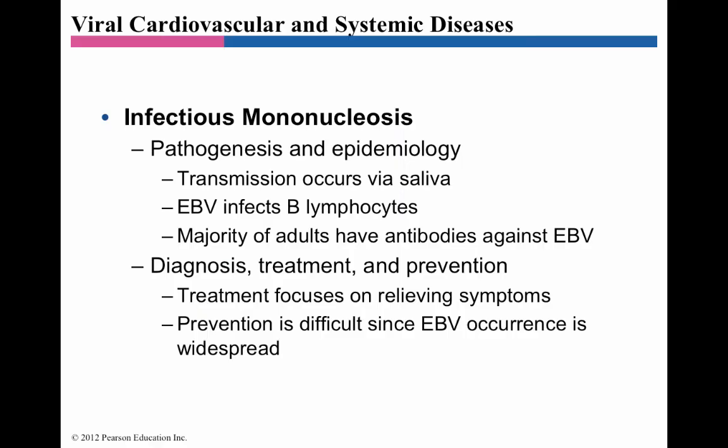Okay, so let's go back. I forgot to tell you that. As far as how many of us, the majority of adults have antibodies against EBV. They say 90% of Americans over the age of 30 have antibodies to Epstein-Barr virus, most often acquired during the teenage years. So most of us have this. Yay!